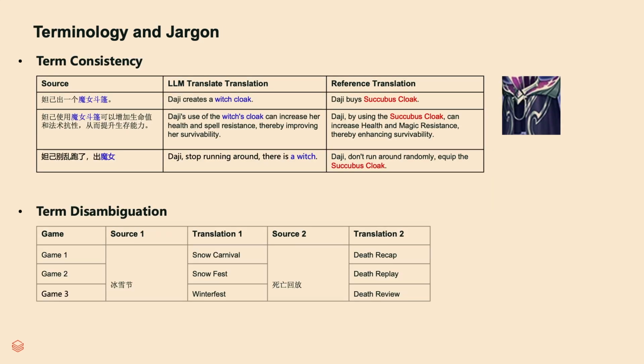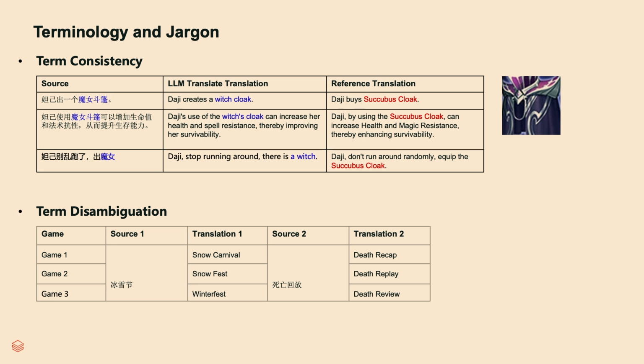Besides the context information, the terminology and jargon for gaming translation is also very important. Back to the example of Sakuba's cloak, the LLM tried to translate it based on its own understanding, like witch's cloak. It is similar, but not very precise.